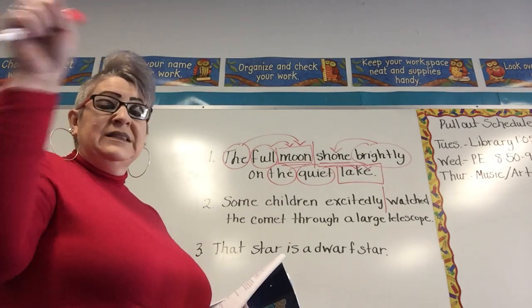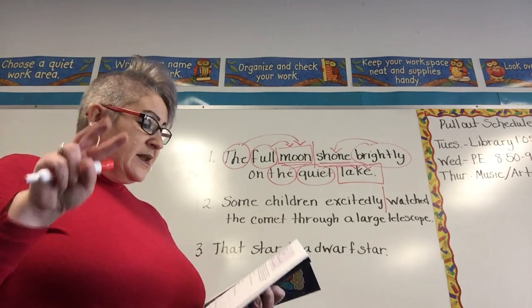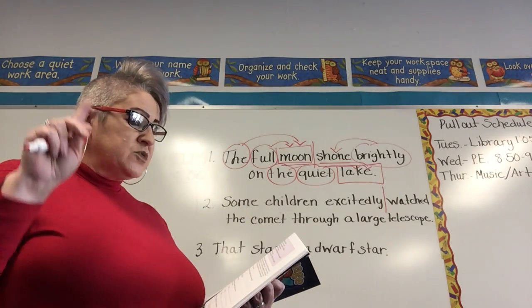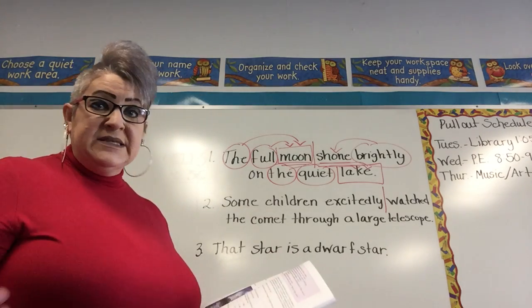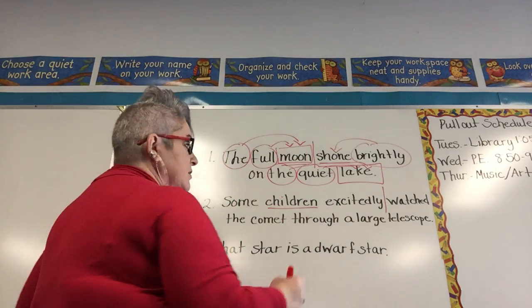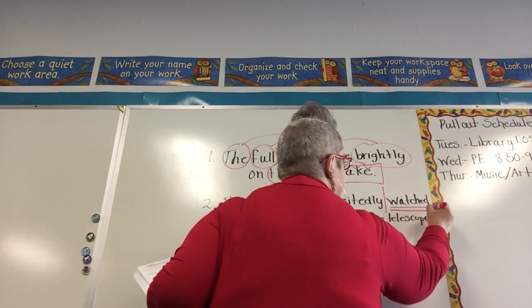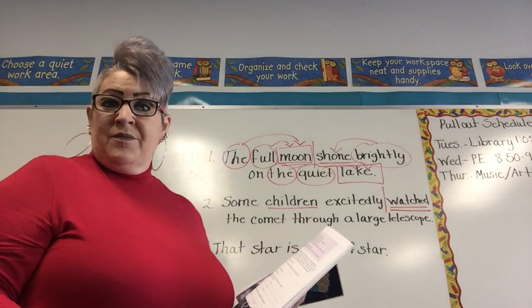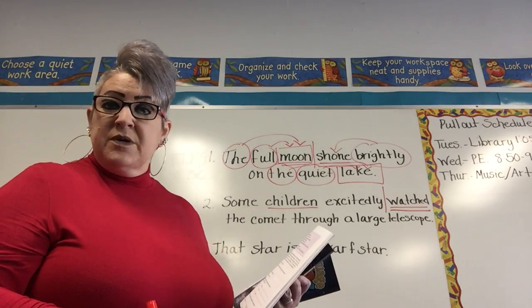All right, now let's go find all the nouns. The next part says, underline the verb twice and the subject once. Well, who is the subject of the sentence? The children. And what did the children do? They watched. Now, let's go find all the nouns and put a box around them.